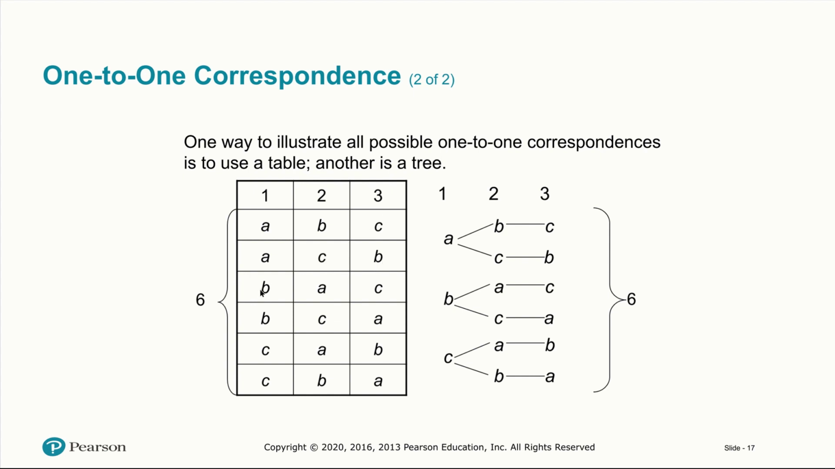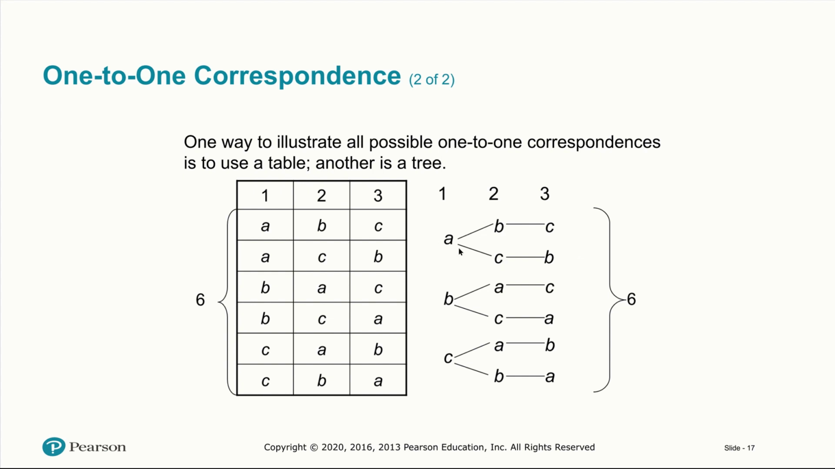Then we move on to B. So what if we start with B? What are the possible pairings available for 2? Well, it could go to A and 3 to C, or vice versa: 2 can go to C and 3 can go to A. And then we take care of the pairings of 1 with C. If 1 is paired with C, then 2 can either be paired with A or B, and the same with 3. So you can see there are 6 possible ways.